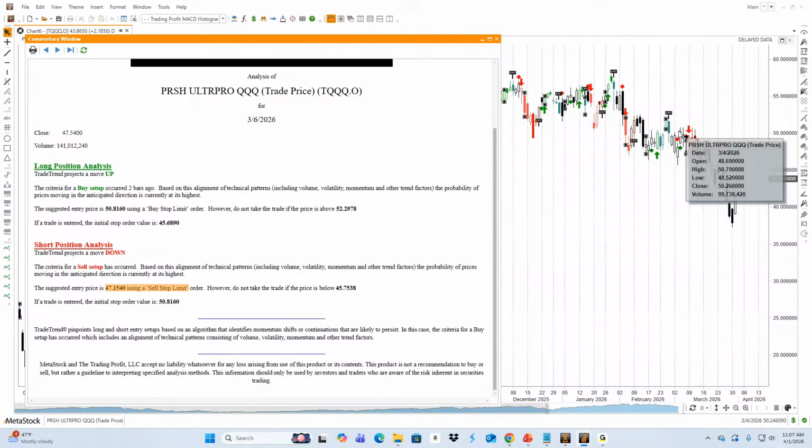So the diamond is your warning in the MetaStock platform. The arrow is a confirmed entry. So not every forecast will result in follow through. That's why you'll see diamonds without an arrow. So it's the arrows where you get the confirmed entry.